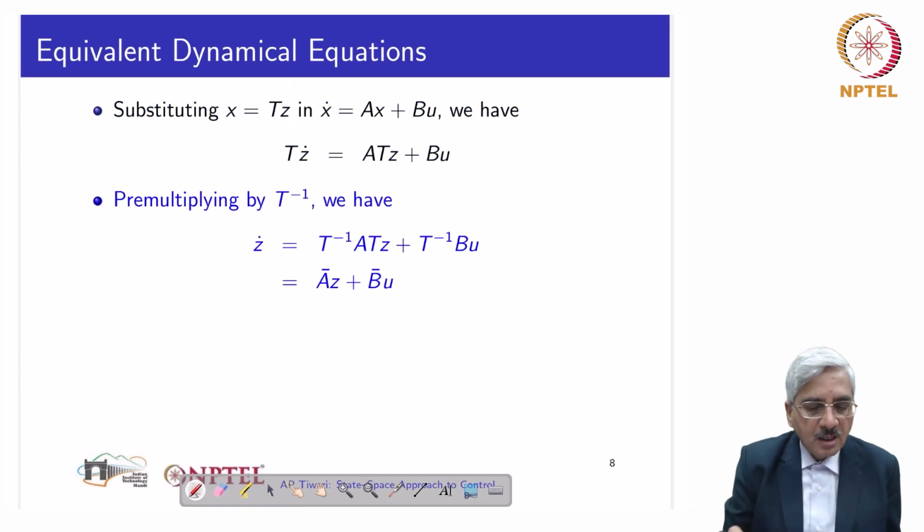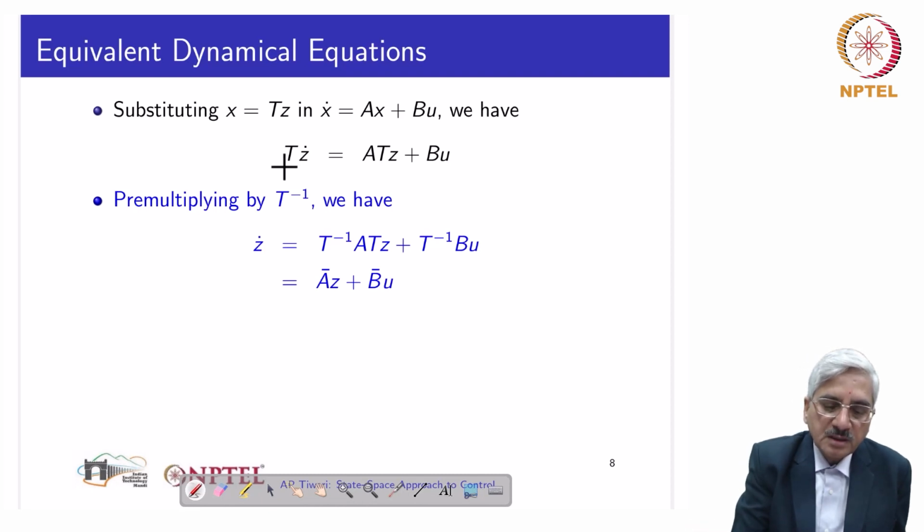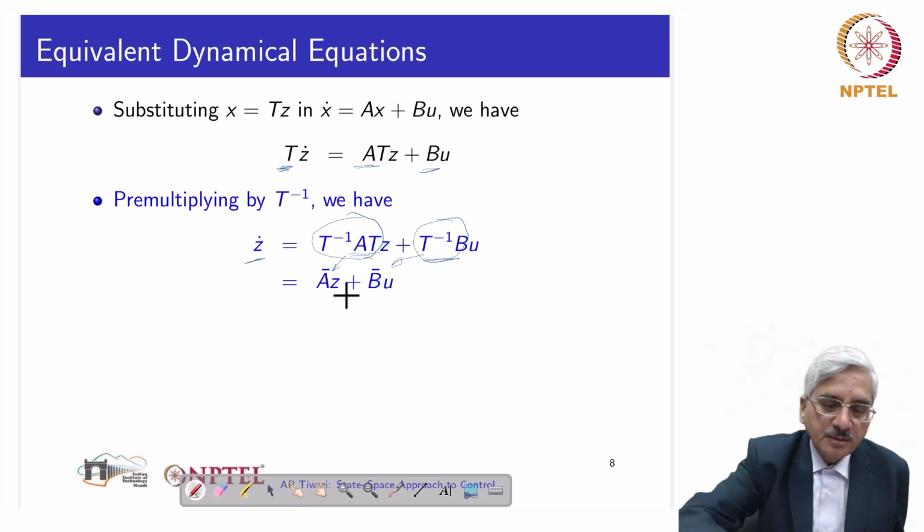Now we pre-multiply all the terms by T inverse, both on the left side as well as on the right side. T inverse T gives an identity matrix, so that gives z alone on the left hand side. On the right hand side we have T inverse AT and T inverse B. We denote T inverse AT as A bar, and T inverse B as B bar. So this becomes z dot equal to A bar z plus B bar u.